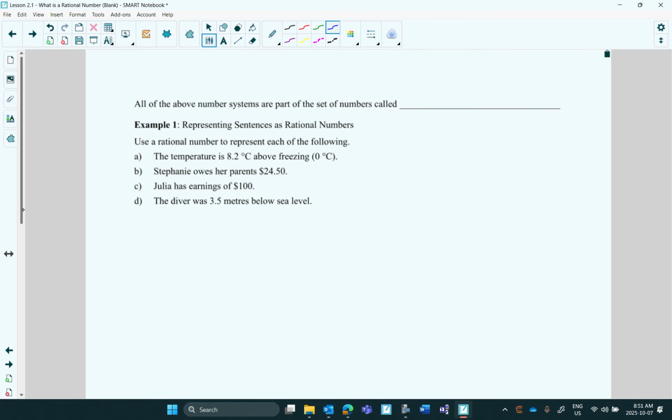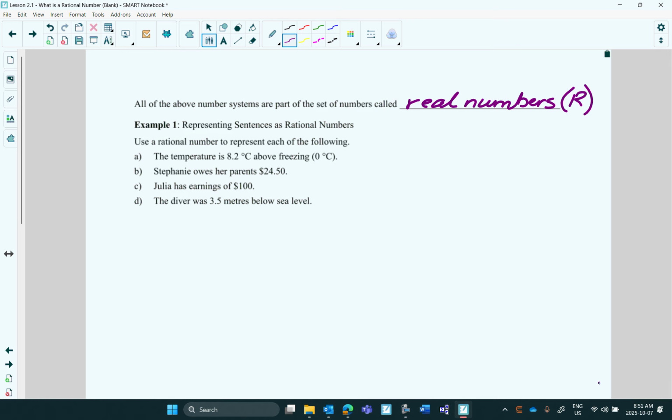Some examples. And before I do that, what do we call all of those numbers together? They're all part of one big system called the real numbers. Excellent. And we use an R. That's why we don't use R for rational numbers, because it's for real numbers.